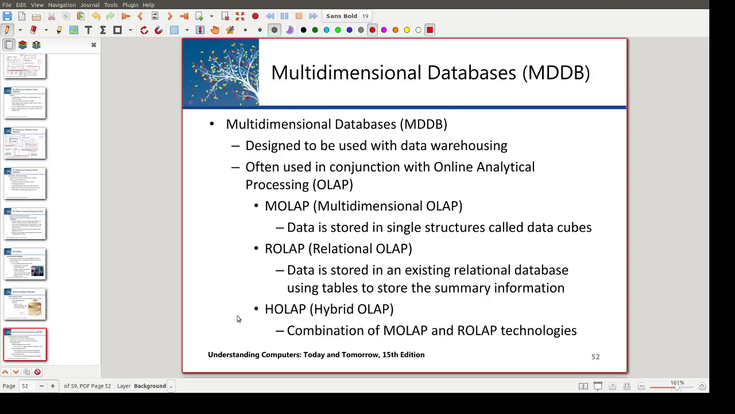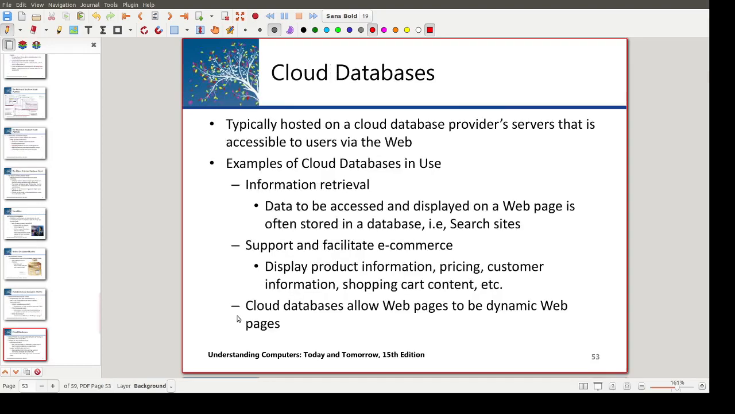So we have MOLAP, which is multidimensional OLAP, stored in single structures called data cubes. We have ROLAP, which is relational OLAP, stored in existing relational databases using tables to store the summary information. And we have HOLAP, or hybrid OLAP, combining MOLAP and ROLAP technology. All these databases can be accessed typically in a warehouse or using the web.